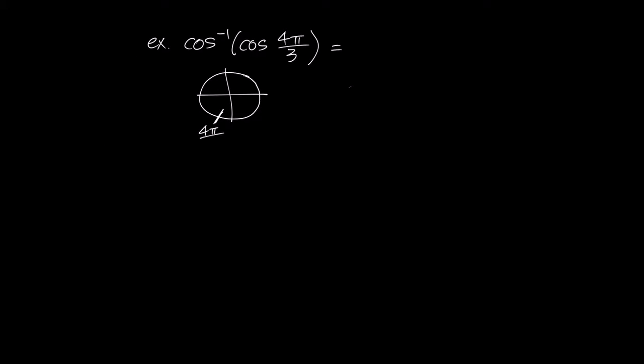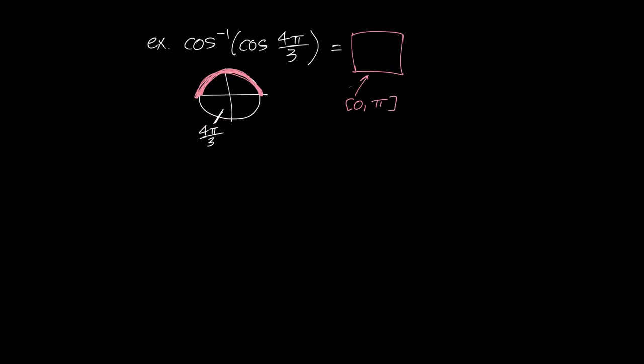Now, let's look at more examples. Inverse cosine of cosine of 4 pi over 3. Okay? And so, we first think about the unit circle, and we say, where is 4 pi over 3? Well, 4 pi over 3 is right over here. However, it's not in quadrants 1 and 2. Remember, the range for inverse cosine has to be quadrants 1 and 2, which means that our answer here has to be between 0 and pi.